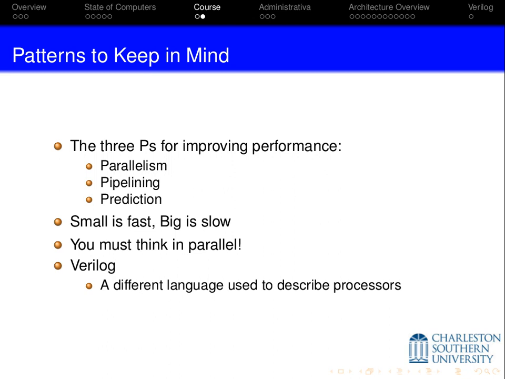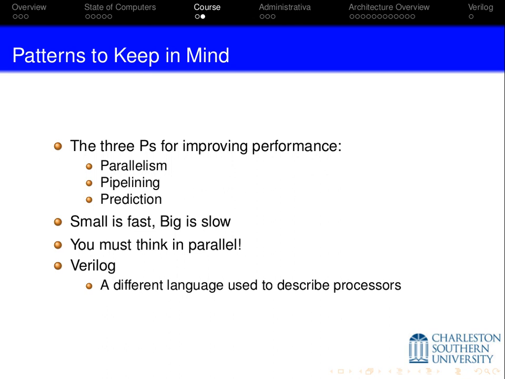I want to ask you, how can we improve performance? Think of those three first. Another very common thing: small is fast, big is slow. Pretty much without fail, if the chip is small or your memory is small, it's going to be pretty fast, but you don't have much capacity. If you make it big so you can have a lot of memory, it's going to be pretty slow. This is very common.